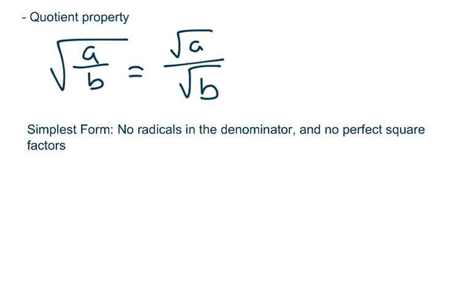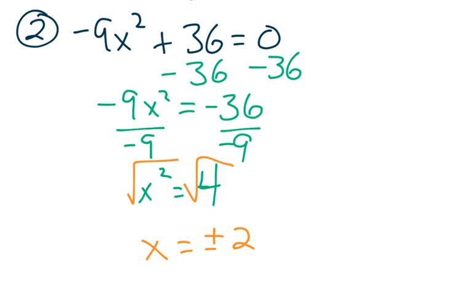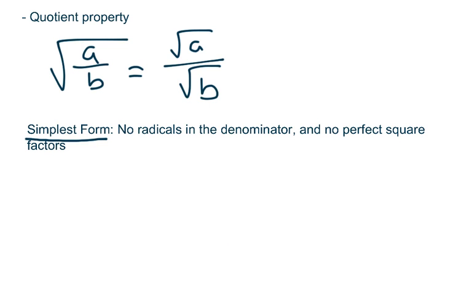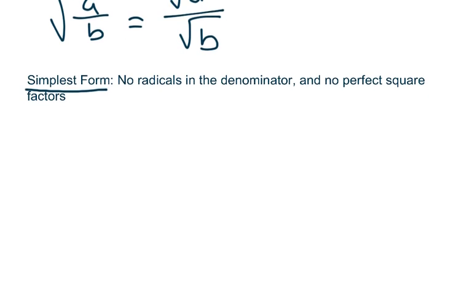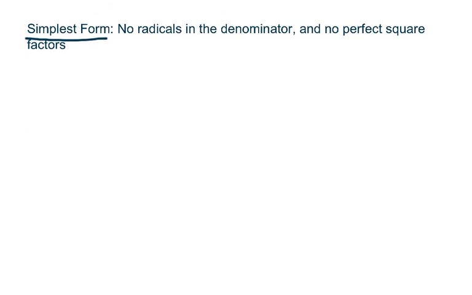Okay, that's where simplest form comes in, because sometimes our answers aren't going to look like this, where we get plus or minus 2. Okay, we might get something where we have to actually leave our answer with a square root in it. Okay, and if we have to do that, we want to write our answer in simplest form.